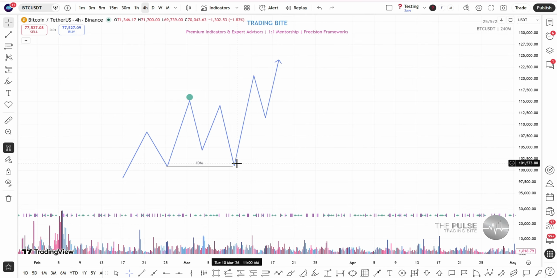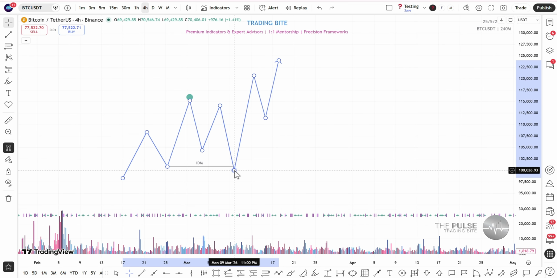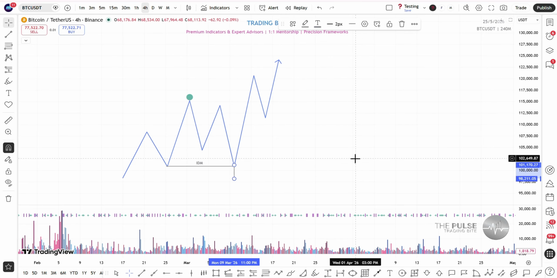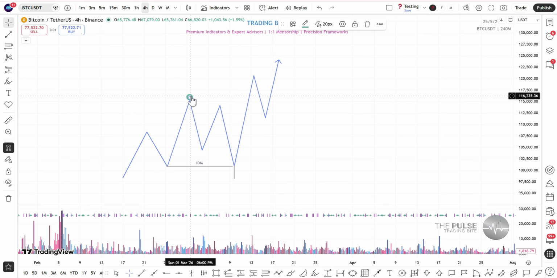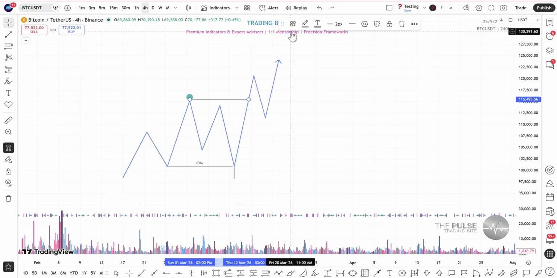So now if we see, let's put it a little bit here. Here it's just a wick, so let's draw a wick rather than a candle. This is the reference point, this is our inducement level. The market has taken the inducement with a wick and closed above our reference point.